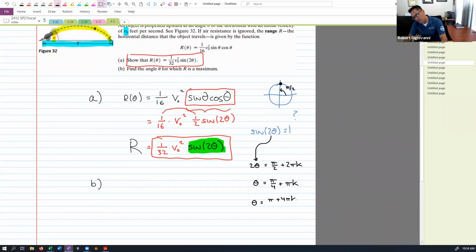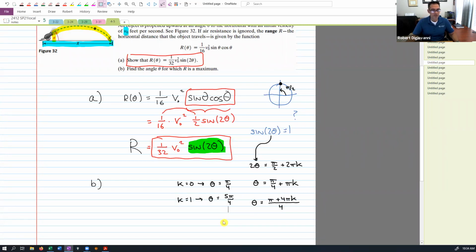I'm going faster through this because this is stuff that we've done already. And then I start letting k be 0, 1, 2, 3. If k is 0, I get theta is pi over 4. If k equals 1, then I get theta is 5 pi over 4. And I'm going to stop there.